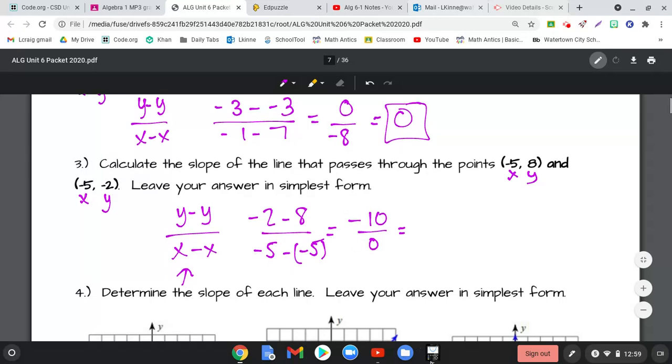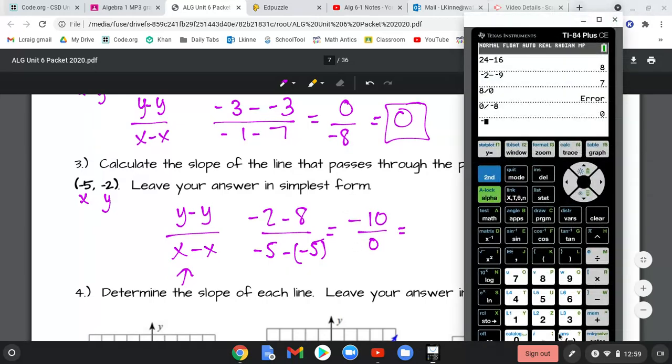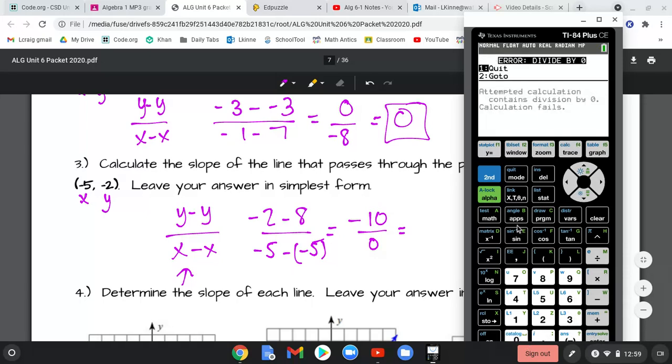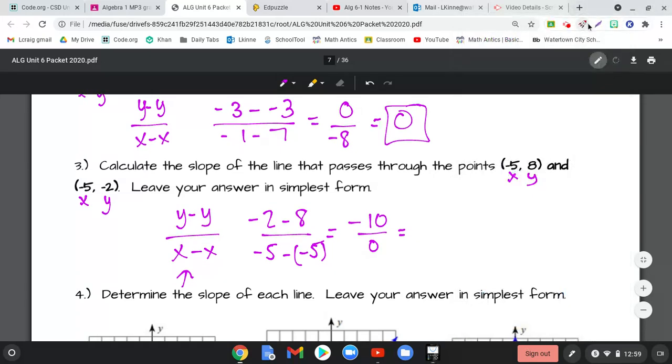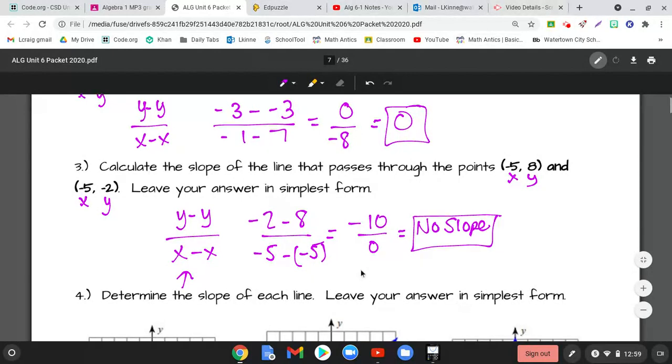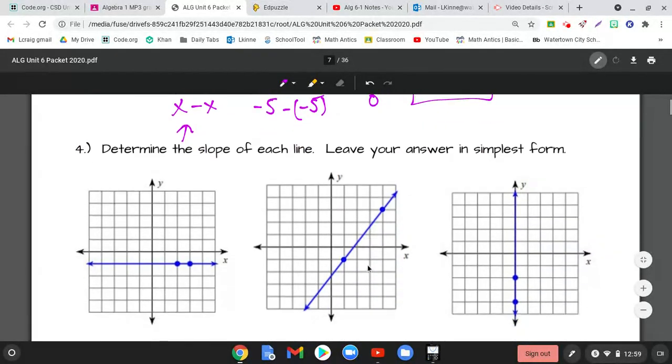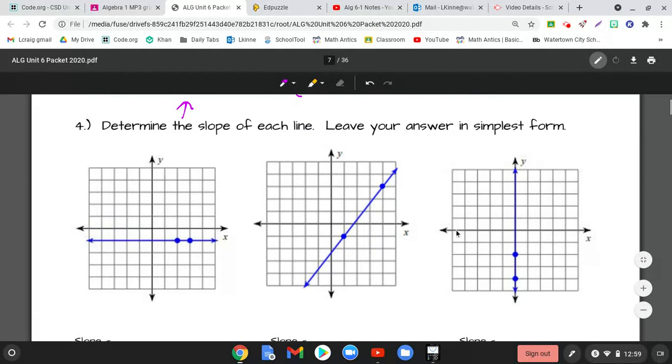It's not 0. Remember, if you divide something, -10 divided by 0, that's the error. That's the undefined. So there's no slope. It's impossible. All right, so don't just assume if there's a 0, it's 0. All right, I think it's a lot faster with the graph, so let's try this.